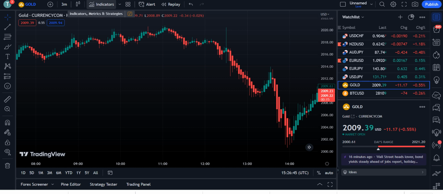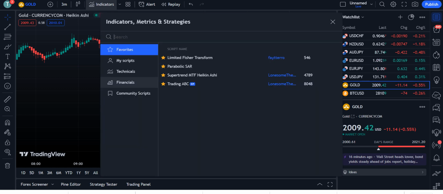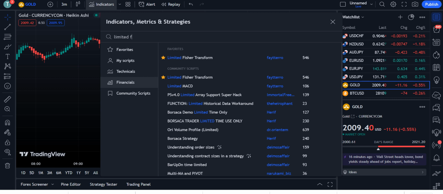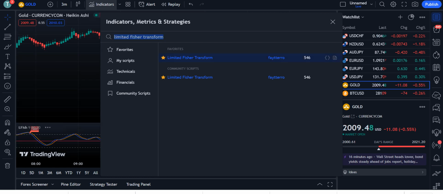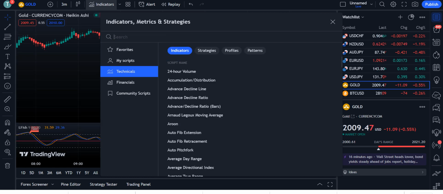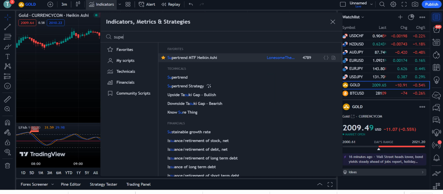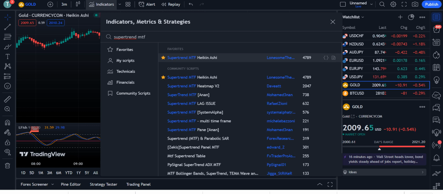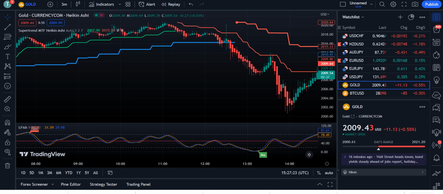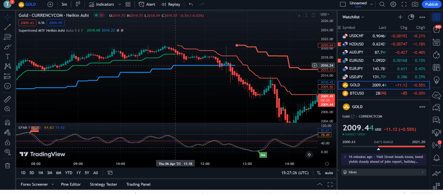The indicators that we are going to use here, the first indicator is the Limited Fisher Transform. This is by Fate Arrow. 546 traders are using this indicator. You have to simply click on it, and it will be applied on your chart. The second indicator that we are using here is the Super Trend MTF High Kineshi by Lonisom. 4,789 traders are using this indicator. You have to click on this one and close this search button.